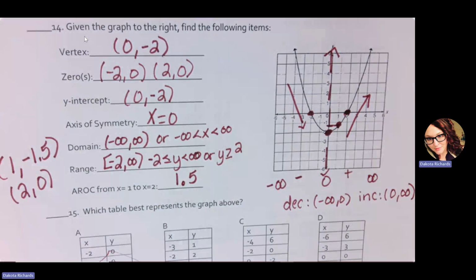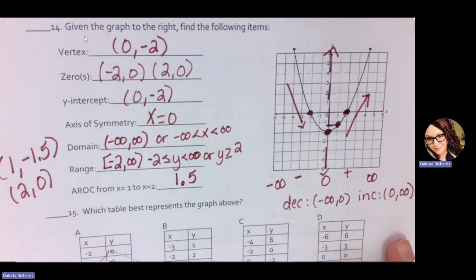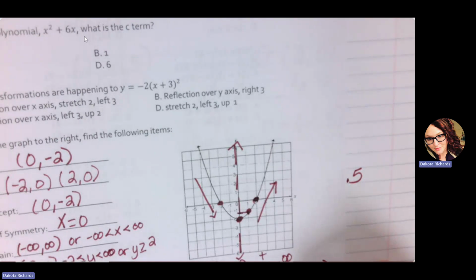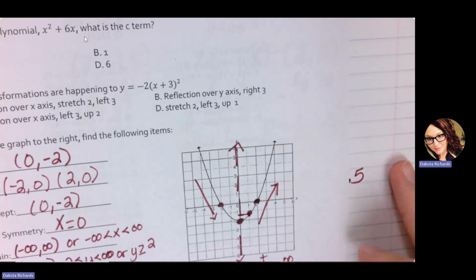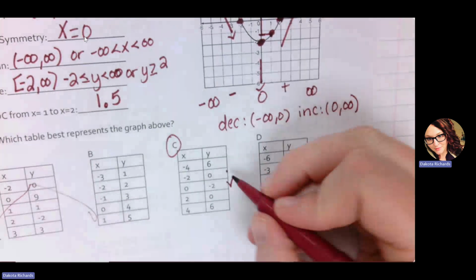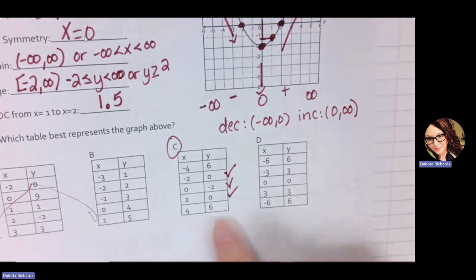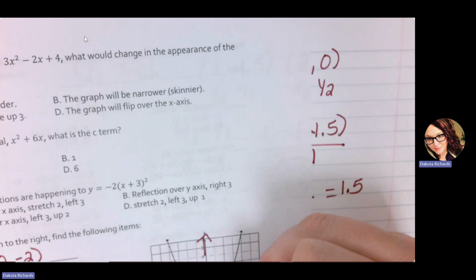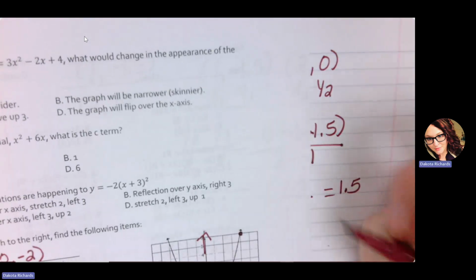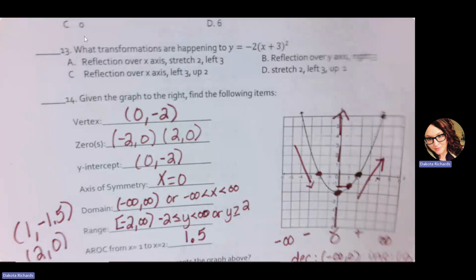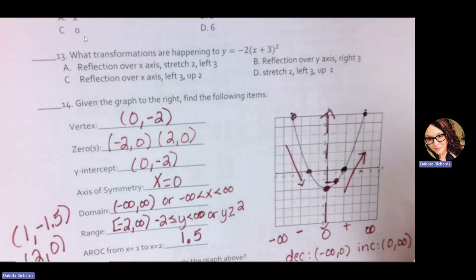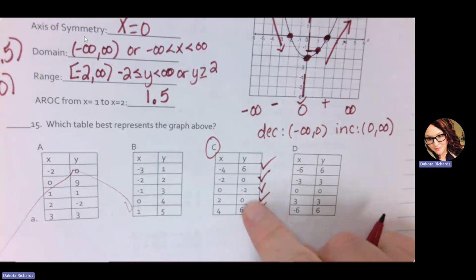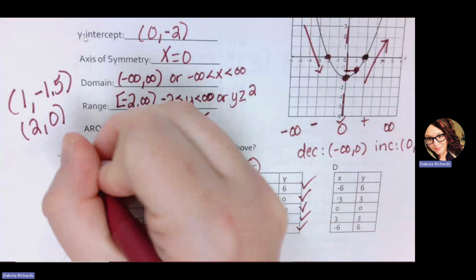Which table best represents the graph above? Well, that's going to be graph C. And you can see that we've got the vertex is at 0, -2. We've got the points -2, 0, and 2, 0. We just need to check and see if we've got these points. 4, 6, let's see. 4, 6, yep. And then -4, 6. -4, 6, yep, we have those points as well. So this table, just make sure those points match the points on the graph. So that would be C.